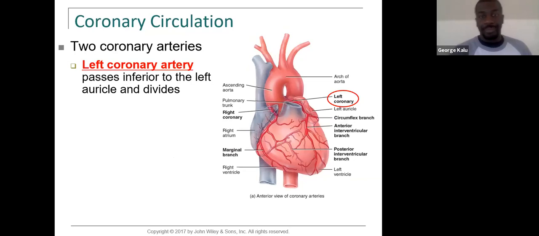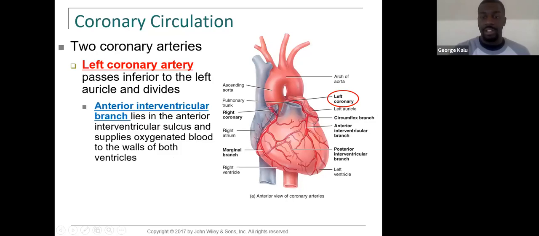Okay. So here we're going to see our left coronary artery. So we got, like I said, two coronary arteries. The left one is going to pass underneath, inferior to the left auricle. Okay. And then it's going to divide into the anterior interventricular branch, which is going to sit inside the anterior interventricular sulcus over here. Okay. And so that's going to supply oxygenated blood to both walls of the ventricles, both the left and the right ventricles.